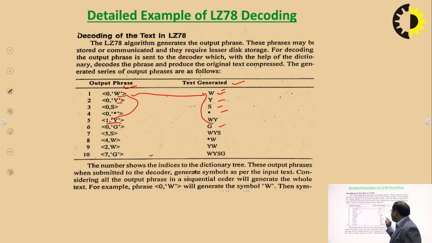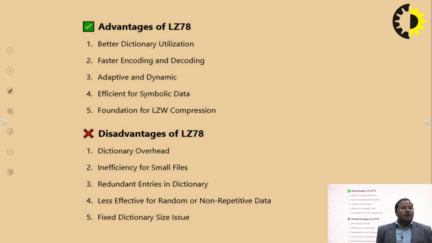0 comma G. Now 5 comma S. So at the fifth position WY is coming. So in place of 5 we will write WYS and so on. So this is the decoding scheme and we will get the original message. Advantages of LZ78: better dictionary utilization, faster encoding and decoding, adaptive and dynamic, efficient for symbolic data, foundation for LZW compression technique, which I will discuss in the next PPT.